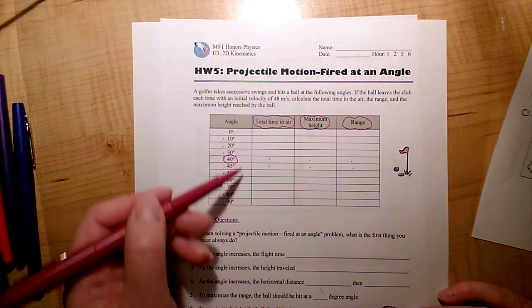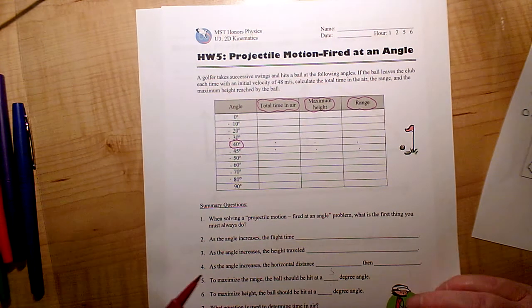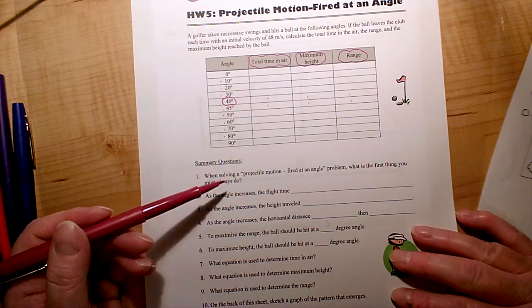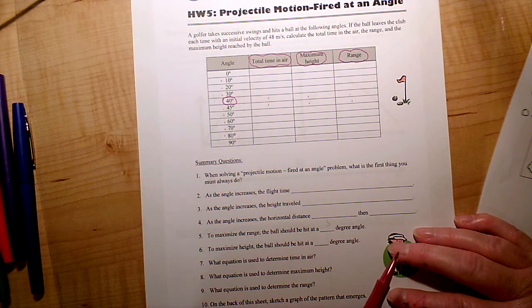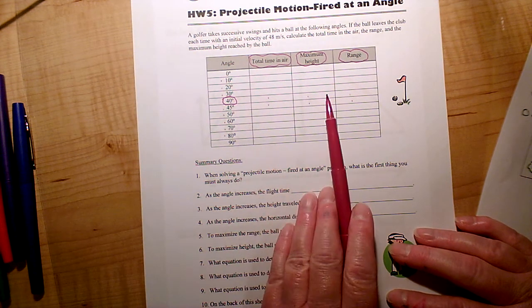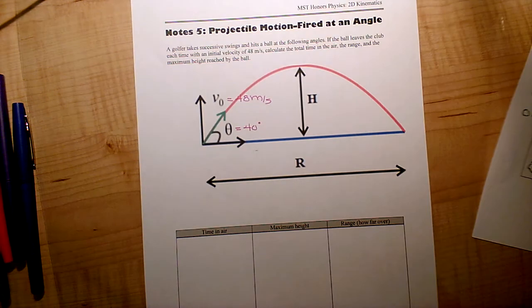We're going to be looking for some patterns in this chart, and then next time I see you in class, we will talk about the summary questions on the bottom. So really what I'm doing is one example with you here on the 40 degrees, so that you can do the rest of them in the chart, okay?